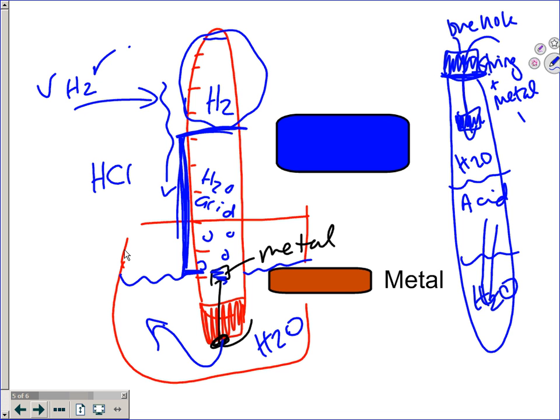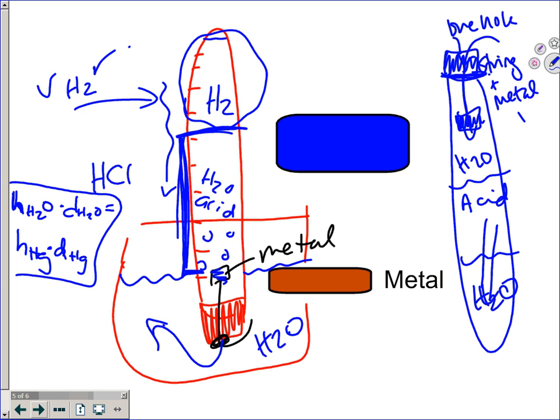All right, so what are all of our pressure units? Go for it, Gabby. Is it the height of H2O times the density of H2O equals the height of mercury times the density of mercury? You got it. Okay, you guys remember this from notes one day last week?